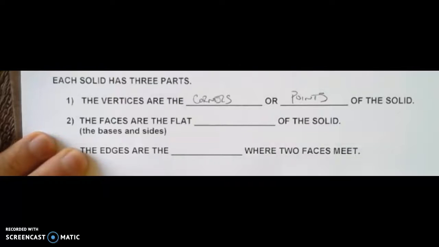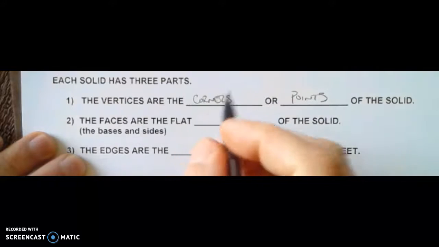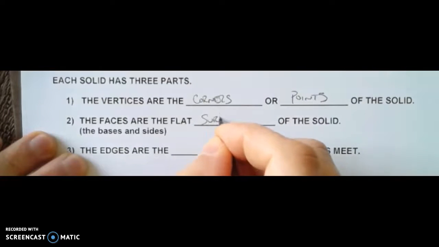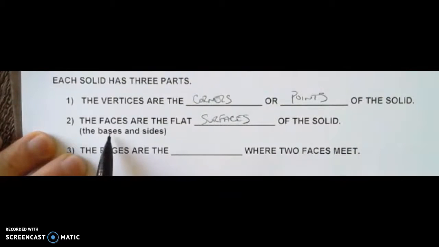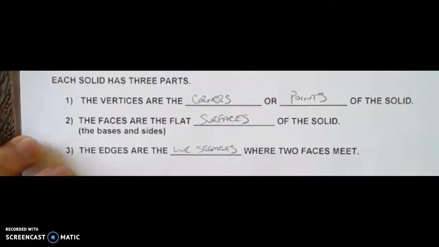Plural would be vertices. The faces of a solid are the flat surfaces, the flat surfaces of the solid. So it's going to be the bases and it's going to be the other sides. Those are called faces. And then the edges are the line segments where two faces meet. So where two faces come together, it makes a line segment, which we call an edge.